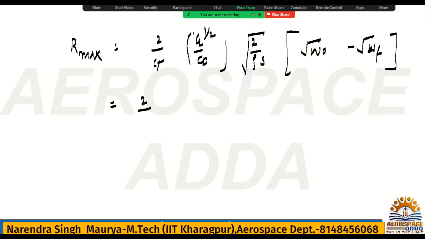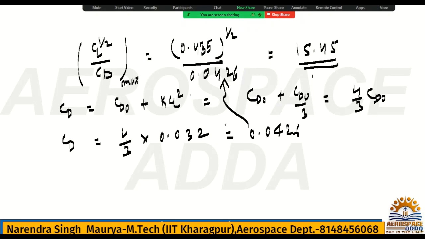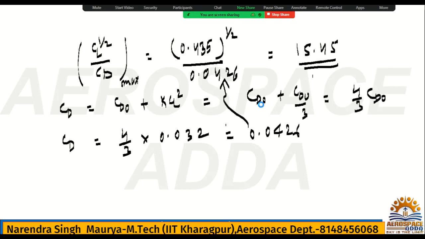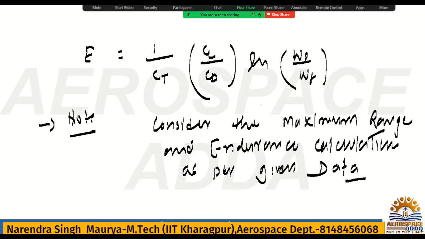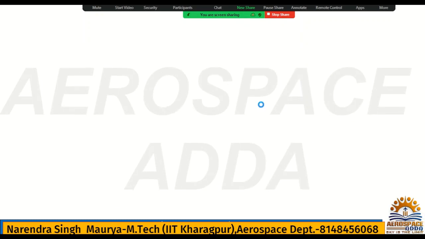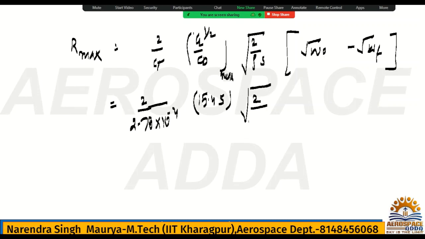2 upon CT. What was the CT you had calculated? Check in your notes. Just now we had calculated that CT is nothing but 2.78 into 10 power minus 4 times CL to power 1 by 2 by CD. You just now have calculated how much? It is nothing but 15.45. This is the max value, okay? 15.45 in root 2 upon rho, the density. What you had calculated? Check. At 8 kilometer you had calculated density. How much? 0.523.